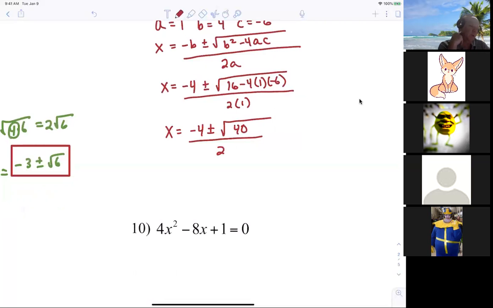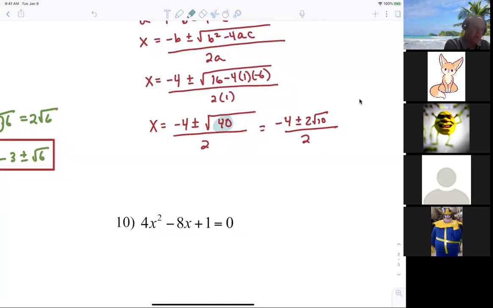All right, now please don't be afraid. If you have a question, jump in. Now we got to break down 40, right? It's 2 radical 10, so it's negative 4 all over 2. And then this is divisible, and this is divisible, and this is divisible by 2. So we have negative 2 plus or minus radical 10. All right, that's a nice problem right there, guys.